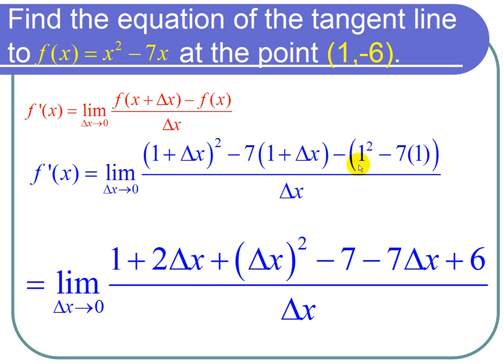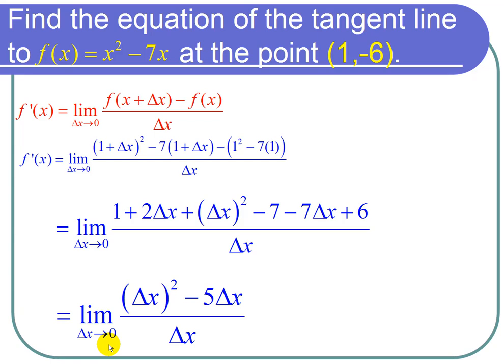Notice we have 1 minus 7 plus 6. 1 minus 7 is negative 6, plus 6 is 0. So those terms go away. Also, 2 delta x minus 7 delta x is negative 5 delta x. So what this simplifies to is the limit as delta x approaches 0. I still have my delta x squared. And then I have a minus 5 delta x. Remember, all the constants canceled, all over delta x.